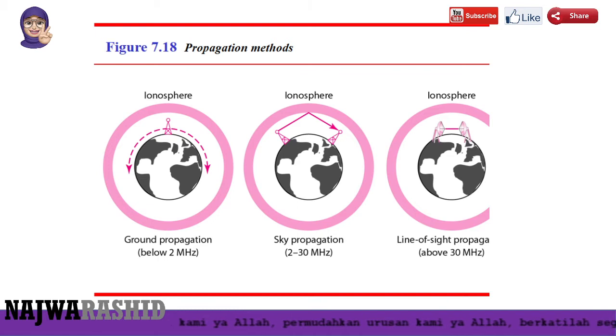Okay, these are the propagation methods. Basically, we have the ionosphere, ground propagation, sky propagation, and line of sight propagation. Below 2 megahertz, we call it ground propagation. Sky propagation is between 2 to 30 megahertz, and line of sight propagation is above 300 megahertz.